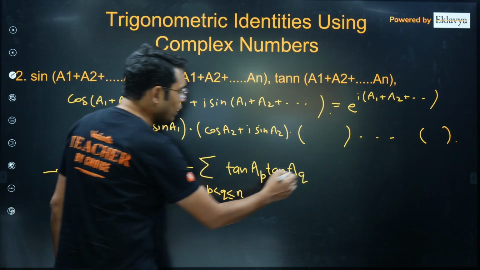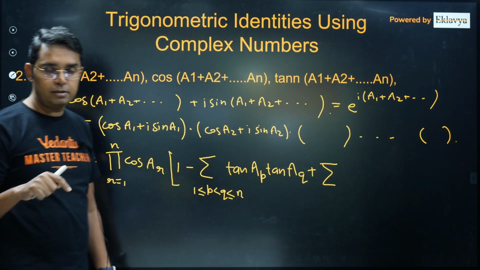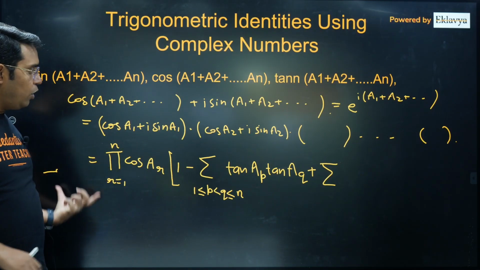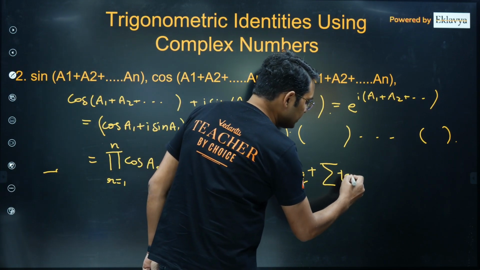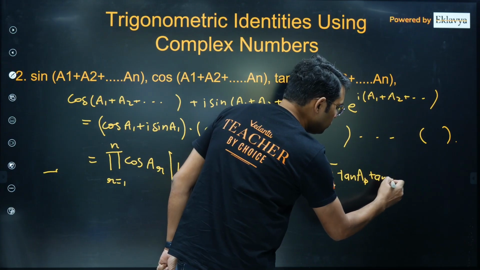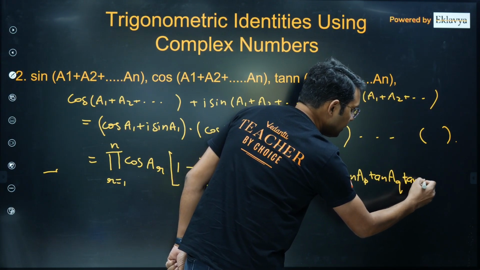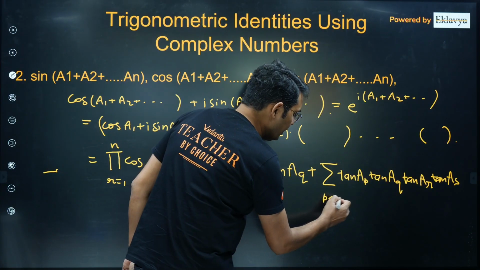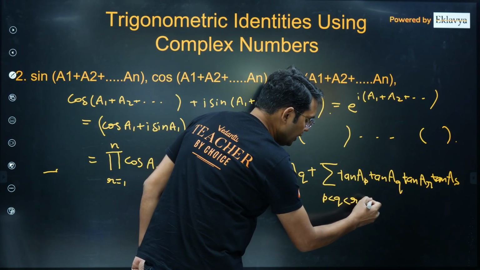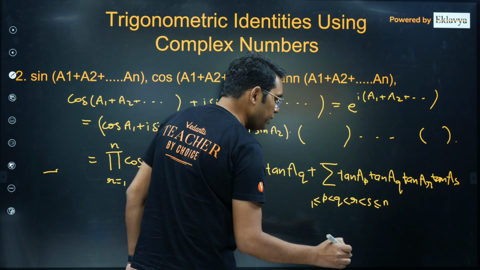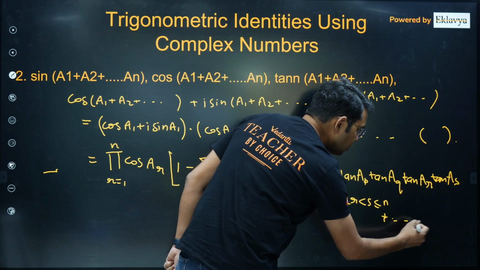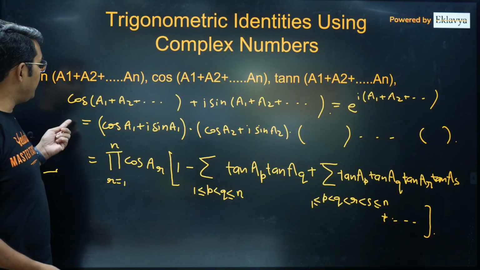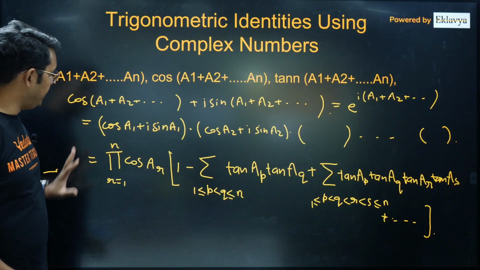Similarly, when you are multiplying 4 sines, then iota power 4 will become +1, and the remaining cos, and when you take cos common, this will give you 4 tans: tan AP, tan AQ, tan AR and tan AS, where P is less than Q, less than R, less than S, less than or equal to N, greater than or equal to 1. So this is how you can write it, although not a very practical way, but some decent way I will say. Similarly, you can write it for sine also.